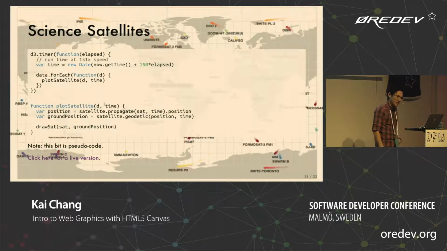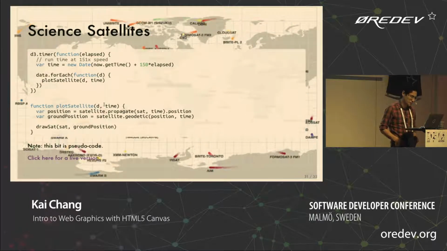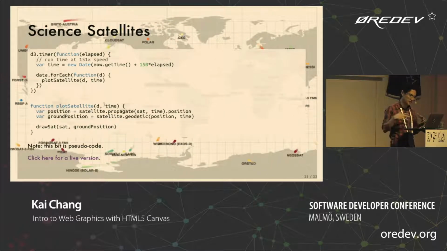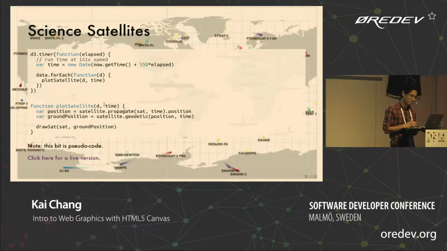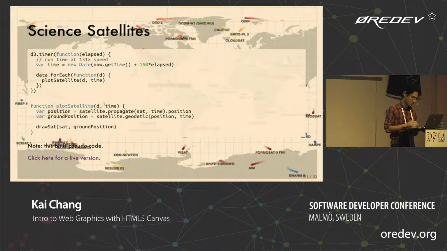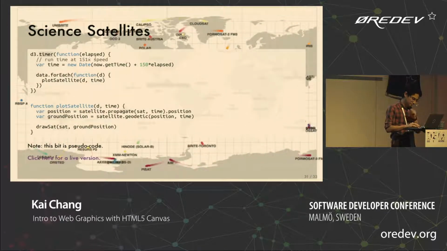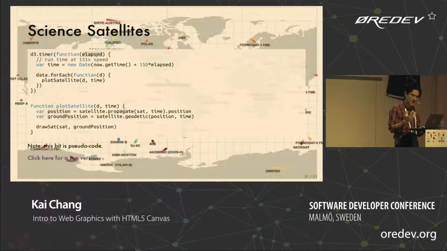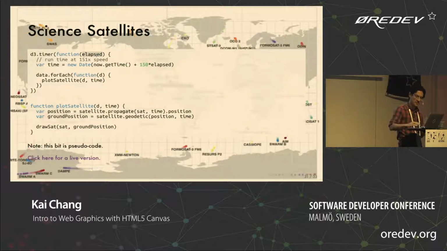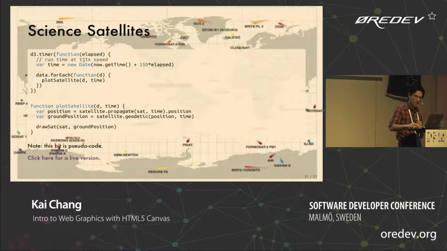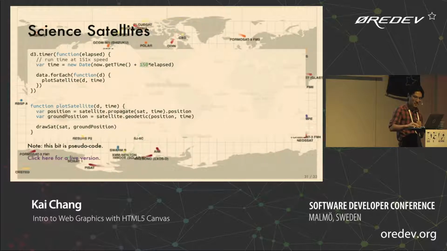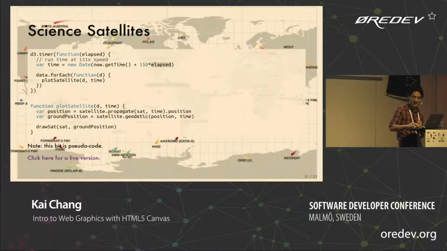This is the example that we'll pull up and play around with some coding. These are some science satellites, and this is bringing together a couple different techniques we've just talked about. So here we're using animation again, so D3 timer. We're taking the time elapsed in this animation and running it at 150x speed by just creating a new date and multiplying by 150 and adding that to the current time.